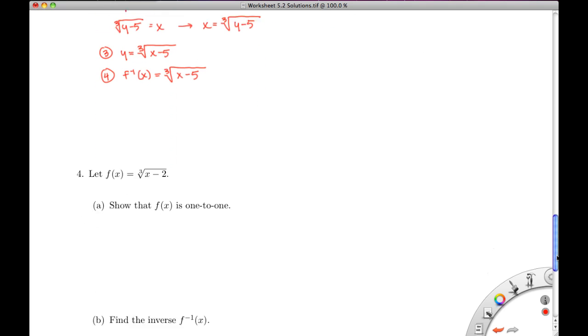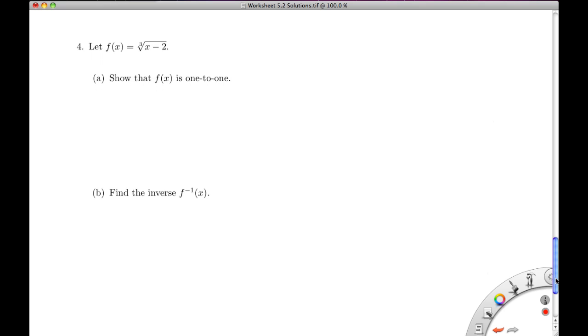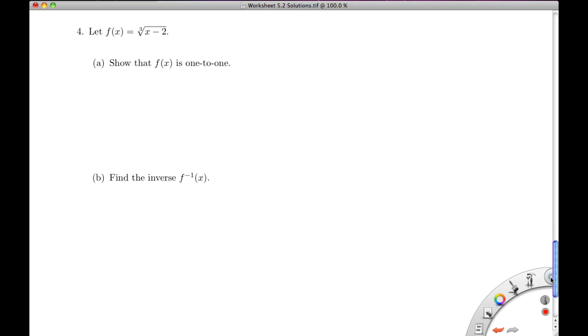And then somewhat similar to that last one, we're going to try this fourth problem we've been given. So we want to first show that f of x is 1 to 1. Let's graph this. So this is the cube root function, and the transformation we see here is it's been shifted to the right 2 units. So if we know what our graph of our cube root function is, it's going to look like this.